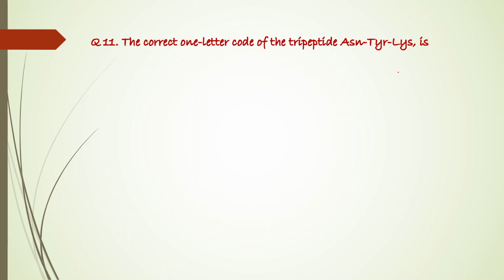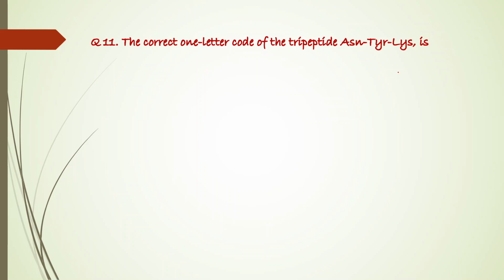Okay, this is a very easy one. I won't be showing you the options in this case. I want all of you to write down the code directly. So basically they are asking for the correct one letter code of this tripeptide. The three letter code is given there. I'm not going to tell their names even. That is ASN, TYR and LYS. What will be the one letter code for this tripeptide?